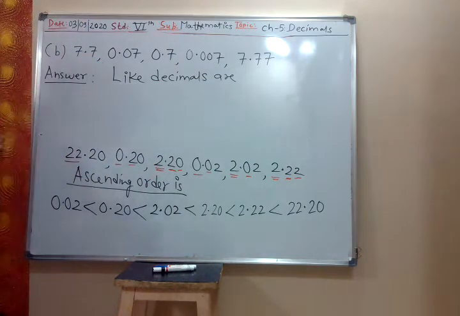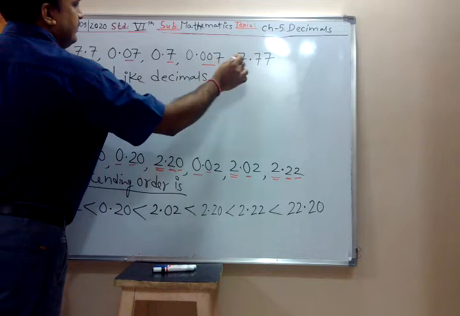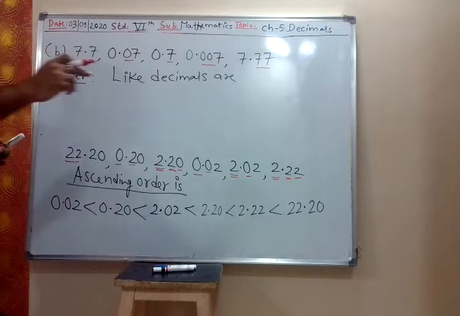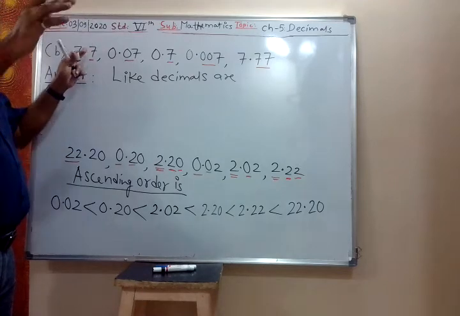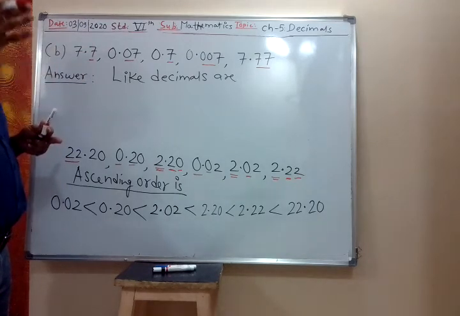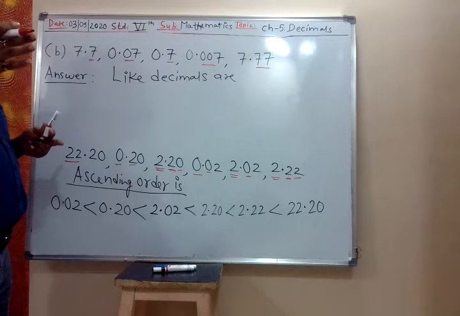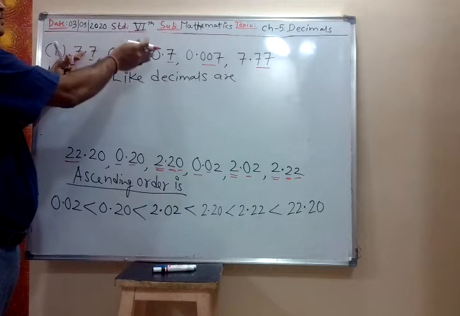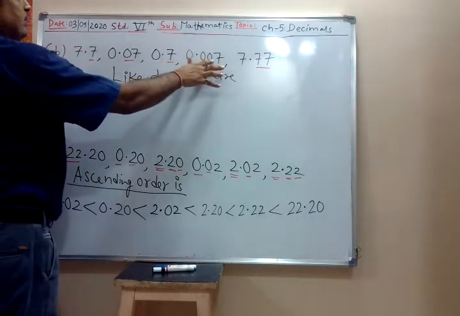Let us count the number of digits after the point. After point 1 digit, 2 digits, 1 digit, 3 digits, 2 digits. So the maximum number of digits after the point is 3. To make it 3 digits after the point, we add 0 to the right side of the decimal.